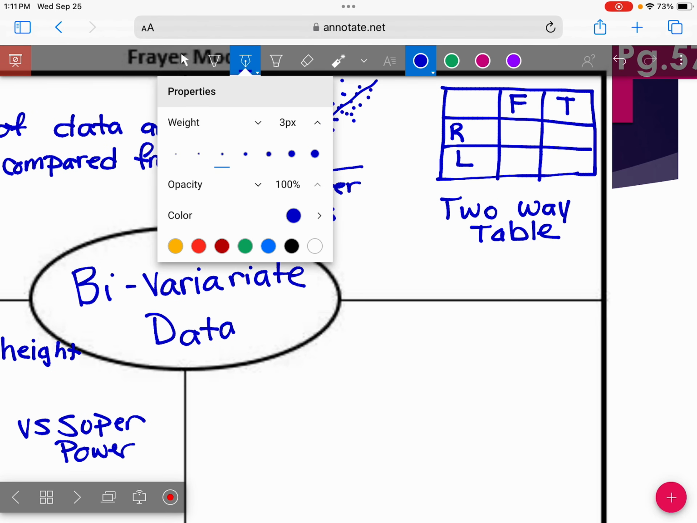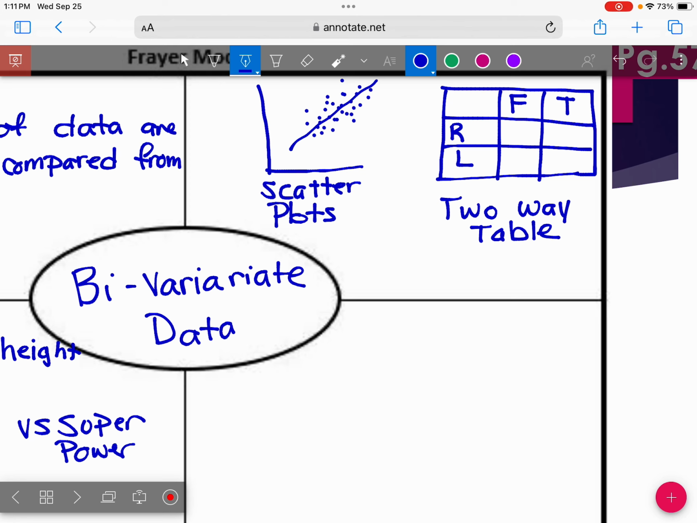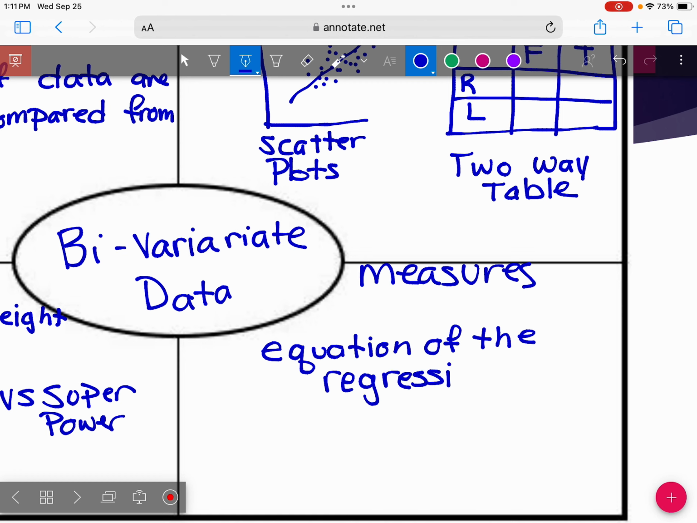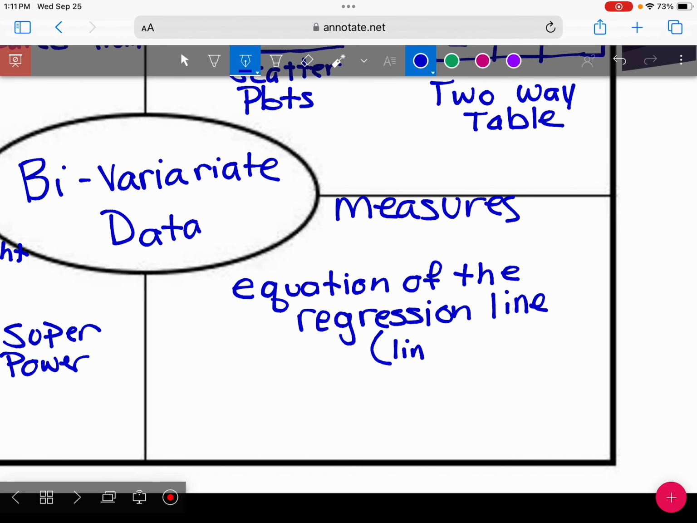Oh, that was definitely meant to be in the bottom one where it has display. That's okay. We're using the vibe of the Frege model. So things we're going to use to analyze, things we're going to use as measures. It's just the vibe. So that would be things like the equation of the, I'm going to give you a fancy schmancy name for it, regression line, which is fancy schmancy math talk for line of best fit.